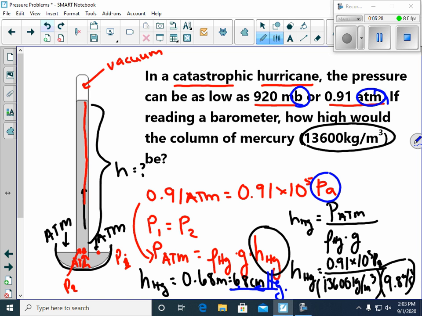Because if all of a sudden the atmosphere is pushing on here less, then we're going to have less of a pressure pushing up at this point, and the mercury will not rise as high. So we're going to be a lot lower than a normal atmospheric pressure.